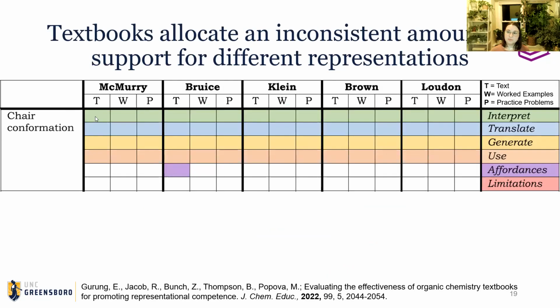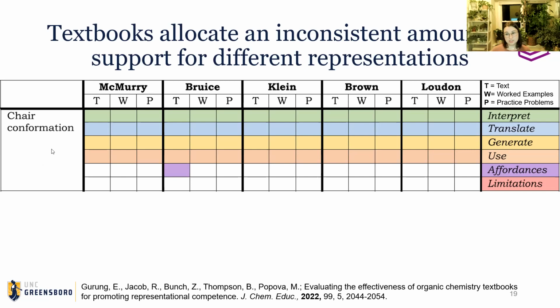So here we have the chair conformation. 5 textbooks are on top. TWP right here stands for text, work examples, and practice problems. And then we use the Cosmo and Russell framework to code what's going on in the textbook. Something you can notice right away is that we don't even have all the skills in the framework here, because we did not find, for example, evidence that these textbooks support students in practicing selecting an optimal representation for a particular purpose. So Stacy's textbook does that to some extent. These organic chemistry textbooks, we found no evidence whatsoever.